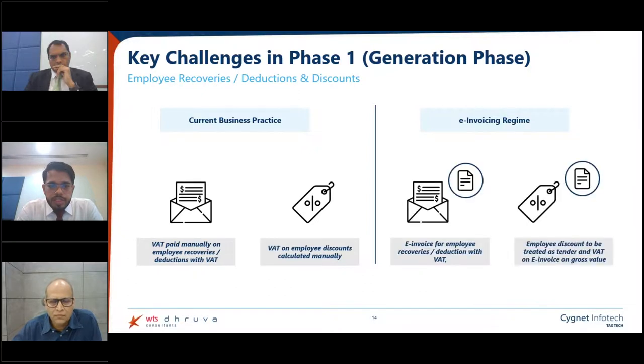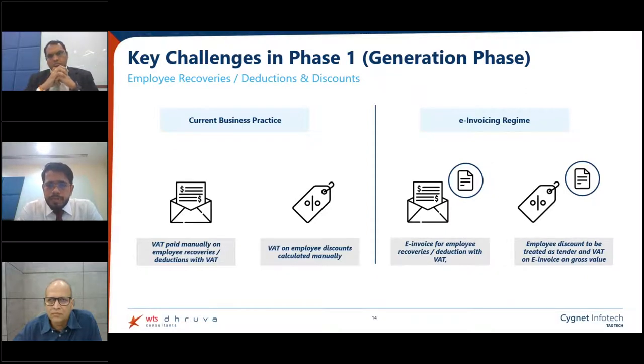Now the next challenge is on employee recoveries and deductions. Currently, most companies pay VAT on employee recoveries or deductions manually at the time of filing returns. Similarly for employee discounts, in KSA, the employee discount is to be ignored and VAT has to be paid on the gross value. Most companies calculate the VAT liability on employee discounts manually at the time of filing returns. Now under e-invoicing, for every employee recovery or deduction, there has to be an e-invoice. So this is going to be another challenge that companies have to face.